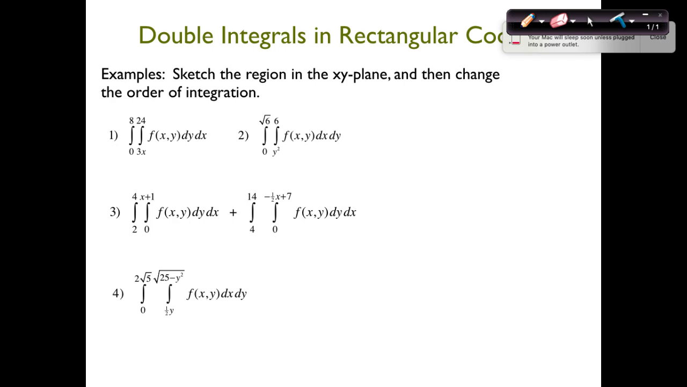All right, so here are some problems we're going to work on. Before we do that, let me give you a strategy. We're going to practice this by changing the order of integration. We're going to figure out exactly what the region is, and then switch it. If it's type 1, we'll switch it to type 2, and if it's type 2, we'll switch it to type 1. And here's a strategy for that.